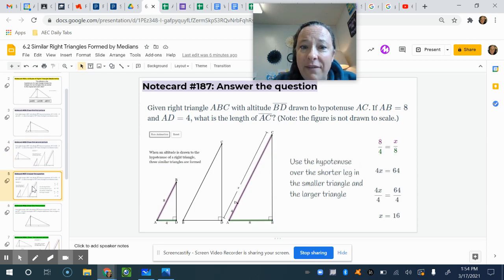Now, note card 187, we're actually going to answer the question. We have done the hard work. We drew the first picture, we drew the second picture. Now we set up a proportion. We're answering the question. It's easy now. You can do 8 is to 4. You could even have done 8 is to X. You just got to follow suit. Now, I did 8 is to 4. If I do that, then that equals X is to 8. You cross multiply, and you get X is 16. Pause me and finish up note card 187.